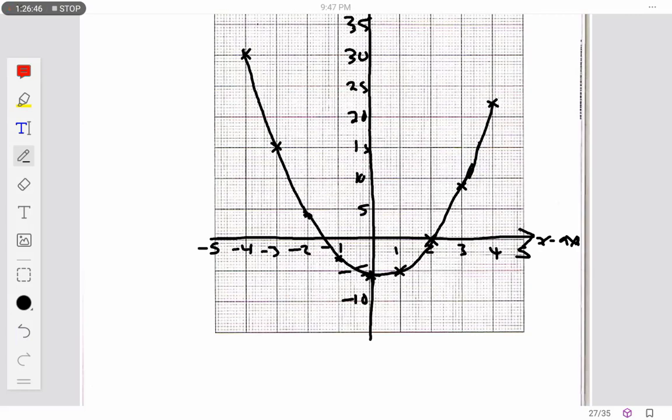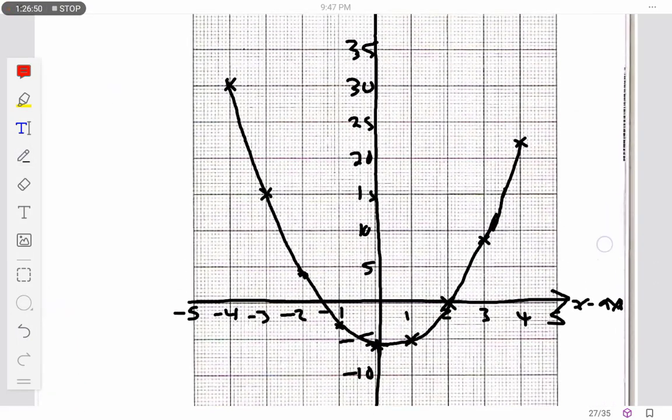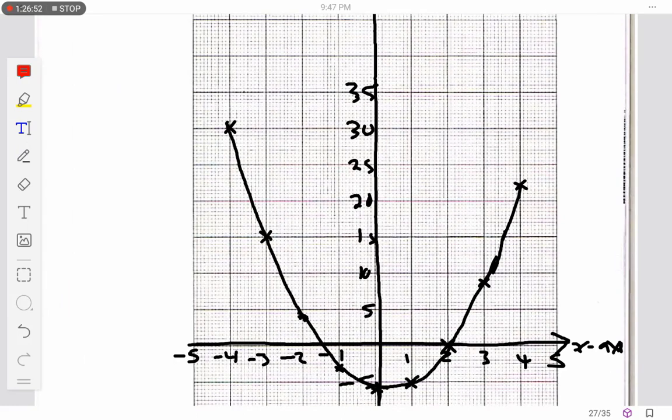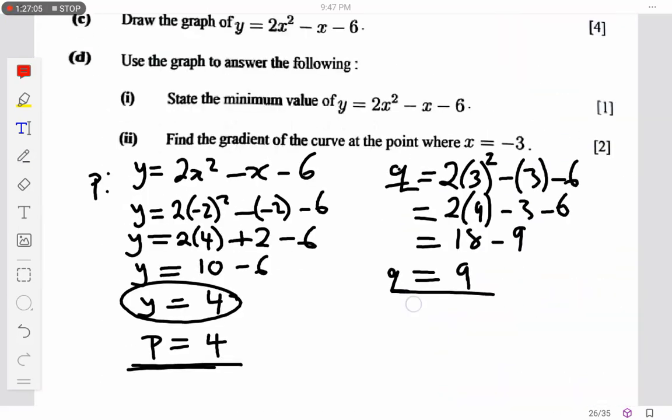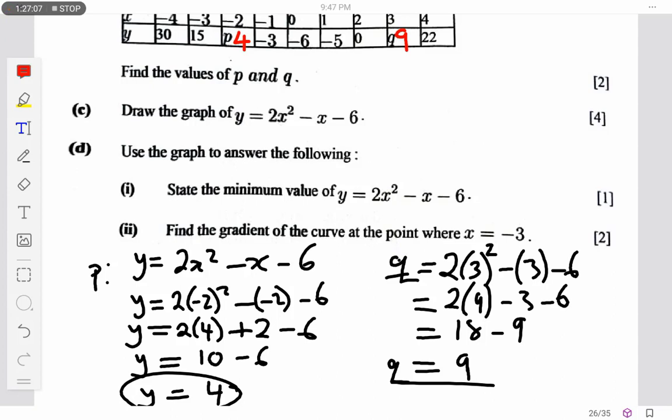This is our nearly smooth curve here. This is our nearly smooth curve. And we can label it. It is y is equal to 2x squared minus x minus 6. Fine. We are done with that part. Let's move on. So that was 4 marks.